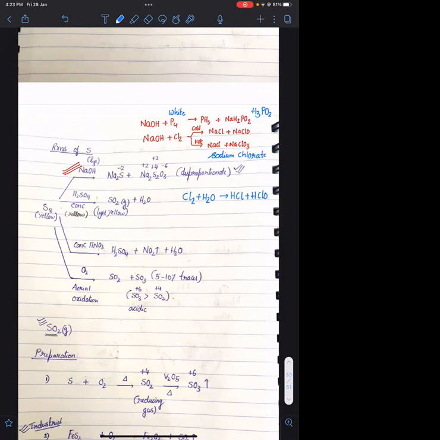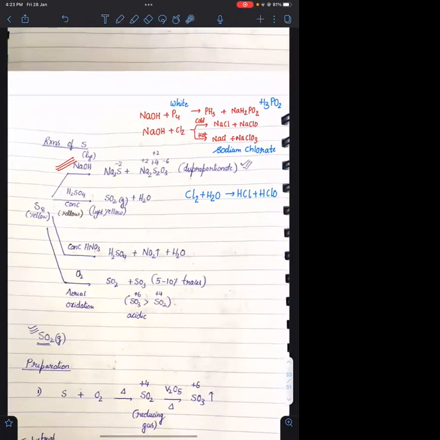NaClO is sodium hypochlorite. Next, the disproportionation reaction of sulfur with NaOH: you are getting sodium thiosulfate as well as Na2S. In sodium thiosulfate the oxidation state is +4, here it is -2, so 0 is converting into -2 and +4. Is +6 the final oxidation state here? Sorry, it is +4 only. So -2, 0 converting into -2 and +4, which is disproportionation again. Is that clear?